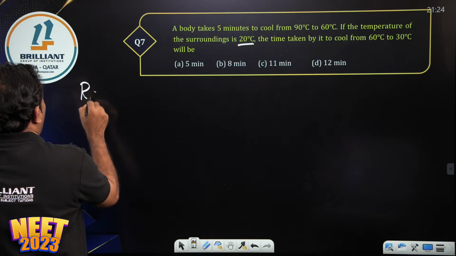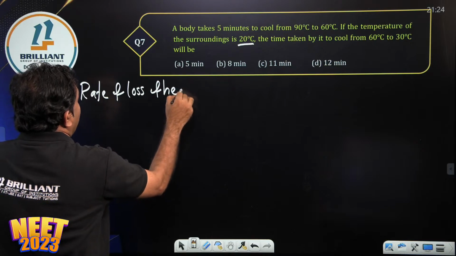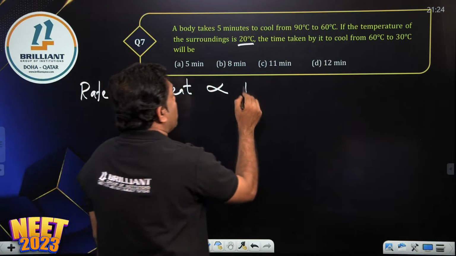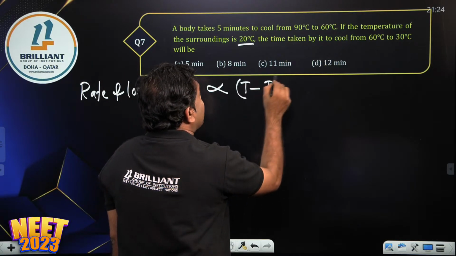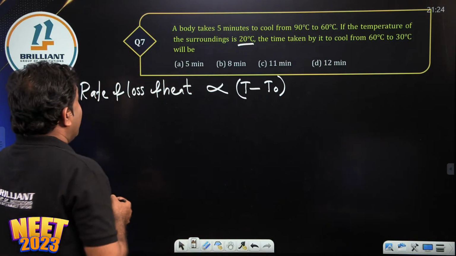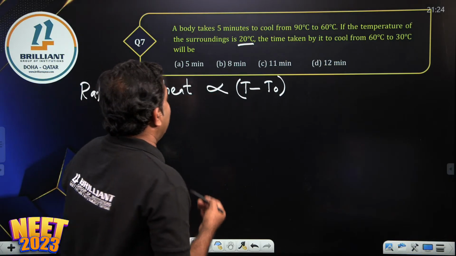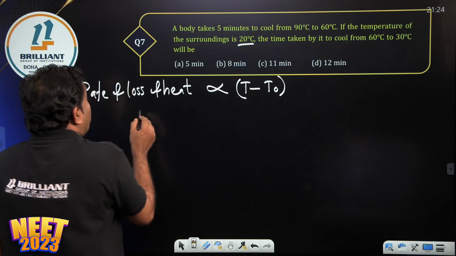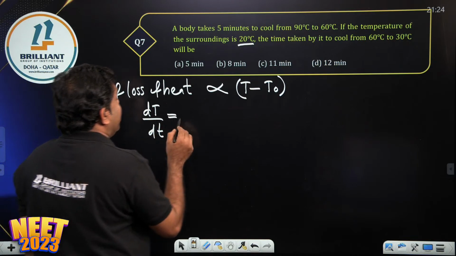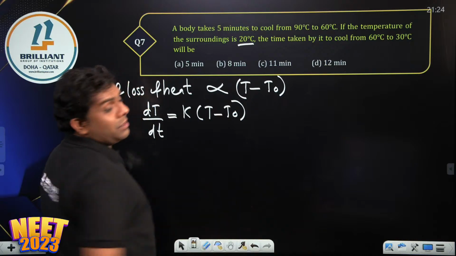It states that rate of loss of heat is directly proportional to the difference between the temperature of the body and its surroundings. So T minus T naught. Rate of loss of heat is directly proportional to T minus T naught. Mathematically, we can write dT by dt is equal to k into T minus T naught.